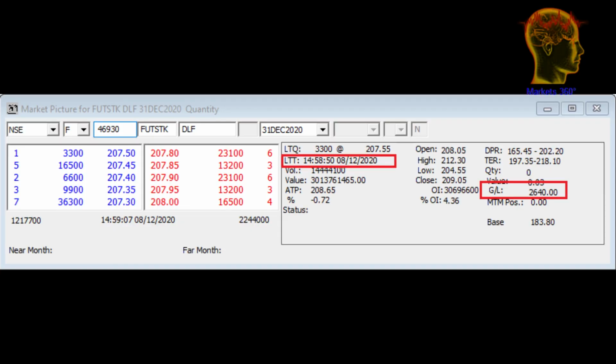My next trade was in DLF December futures, which gave me rupees 2,640 in 4 different trades. Remember, I've traded only one lot at a time in this. This profit is something that you can see on your screen in the G/L, gain or loss on the snapquote window. Here again, just like the previous Tata Motors trade, the price had opened higher, so I kept it on watch.